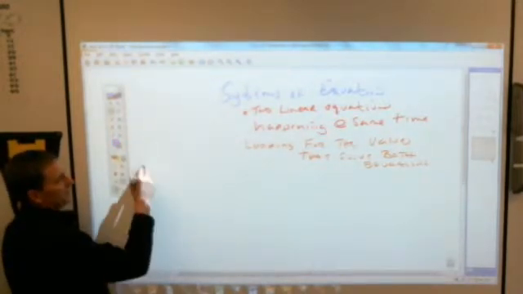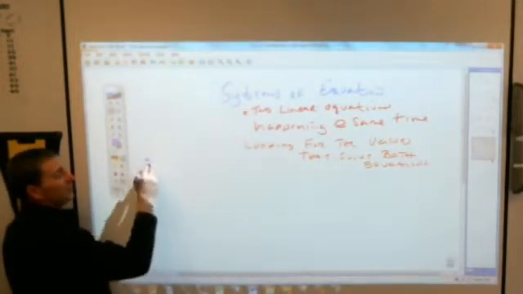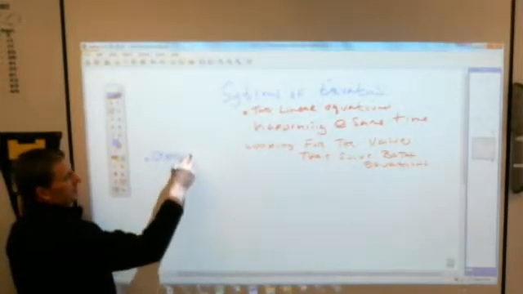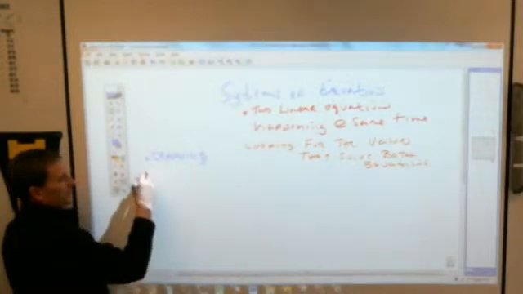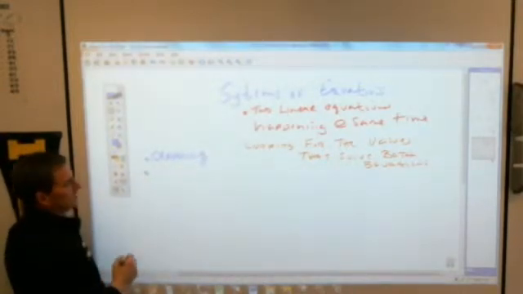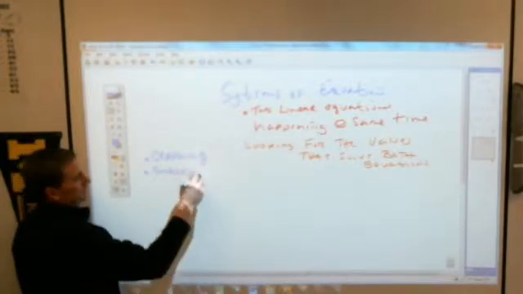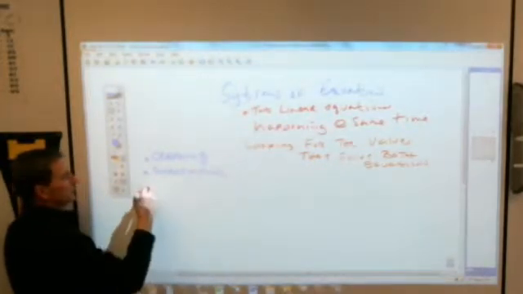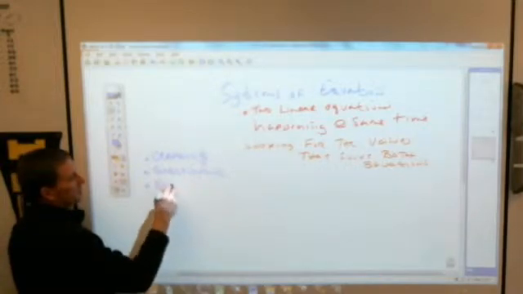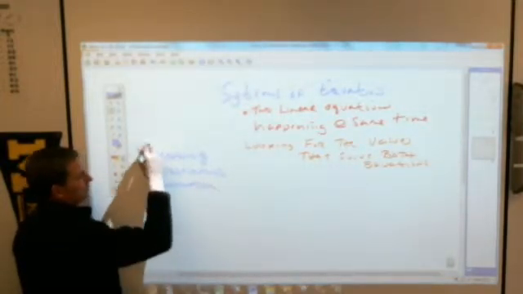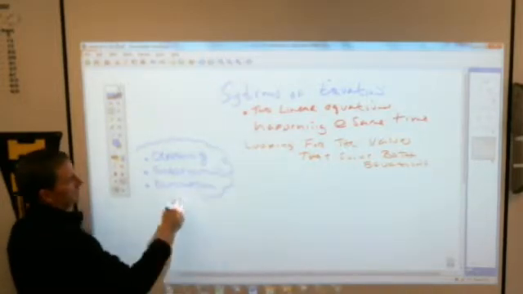Here are a few of the different ways. Today we're going to solve them by graphing them. A little bit later, maybe tomorrow, if I feel like it, we will solve it by substitution. A little bit later, we will solve it by elimination, if you know what those all mean. But here's the gist of what it is.